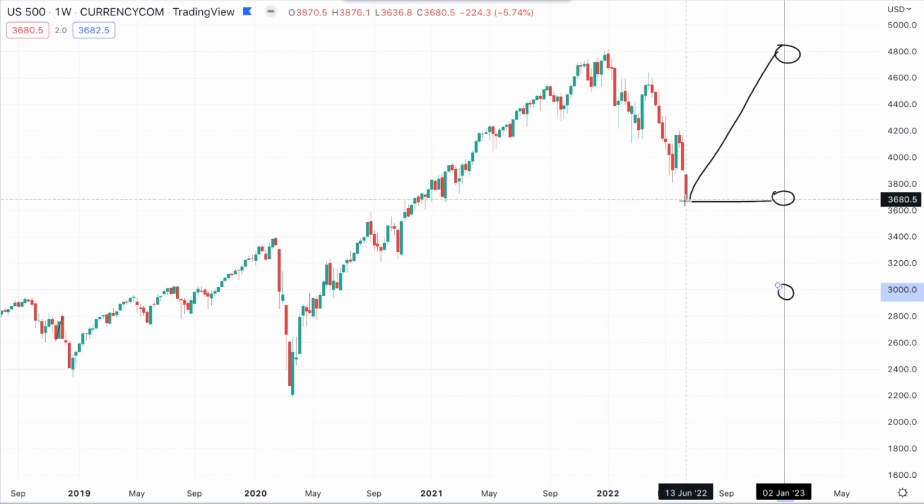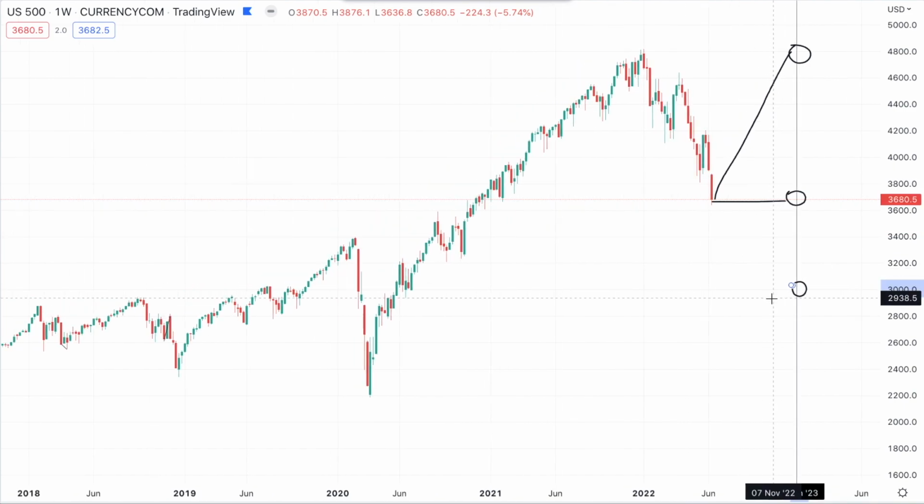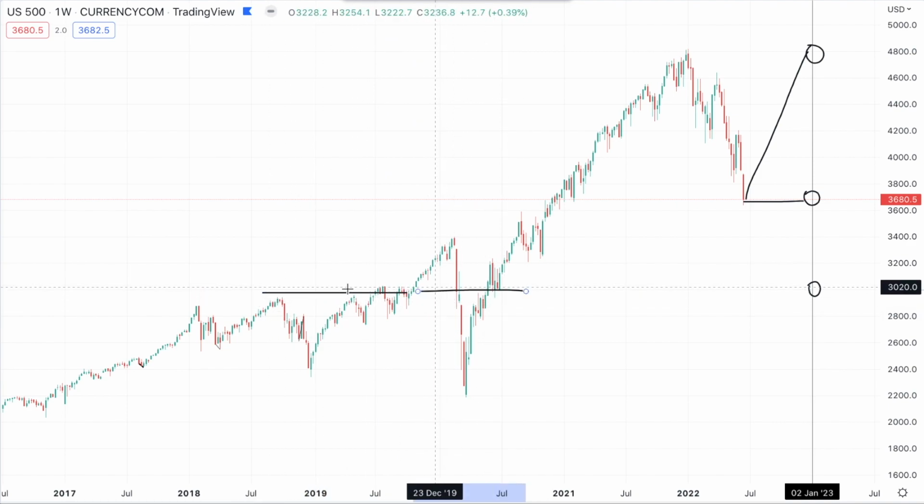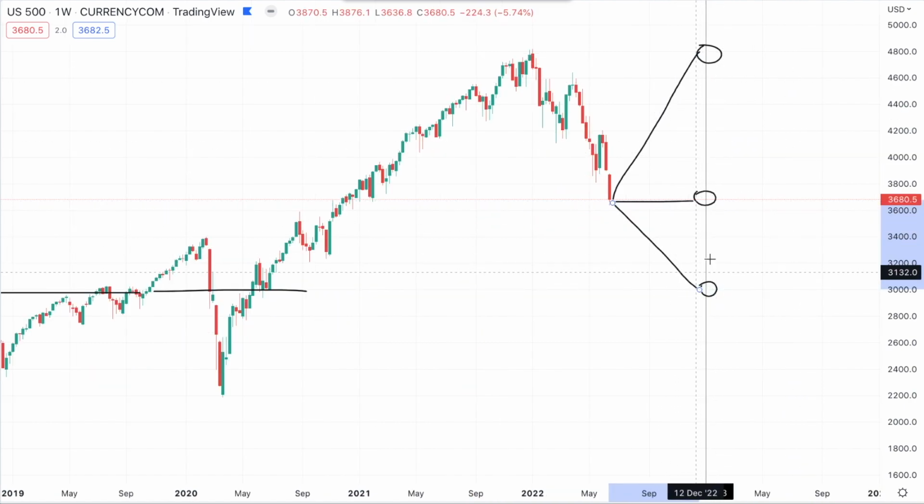And the final scenario, catastrophic performance, 3,000 points is hit on the S&P 500. We're back to these levels here, strong support. Lots of people out there discussing 3,000 points as a potential scenario for the S&P. So let's take that scenario into account as well.